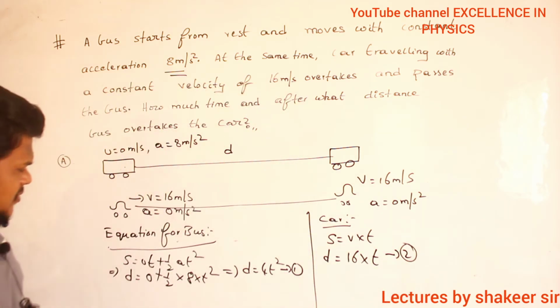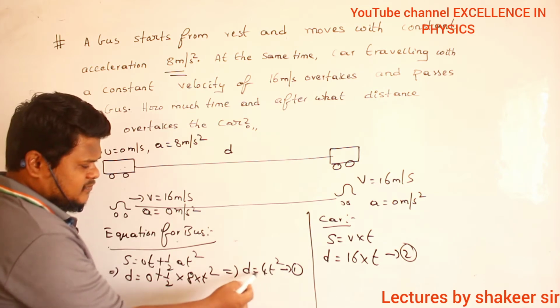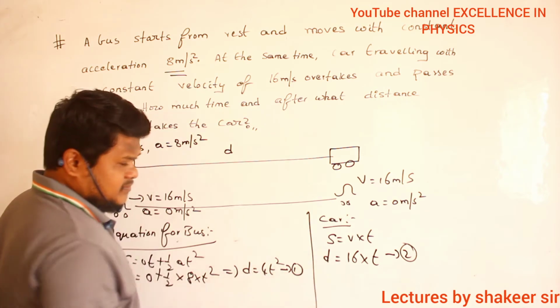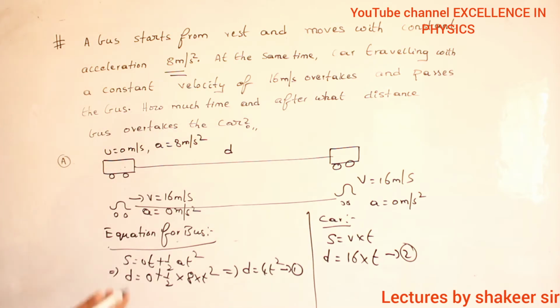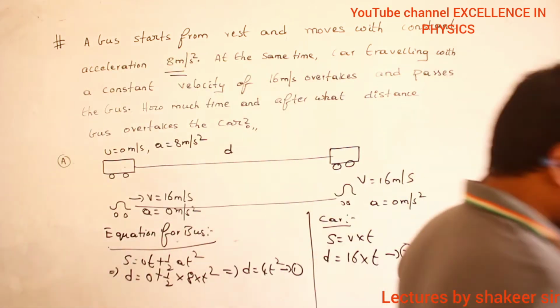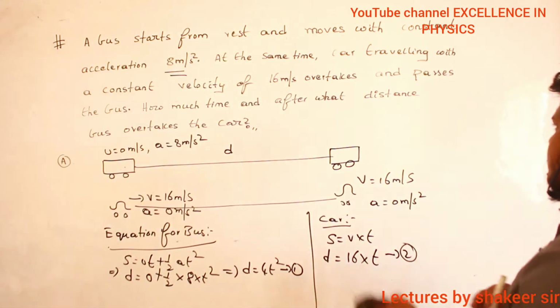Now here, how many unknown quantities do I have? Two unknown quantities, and there are also two equations. So definitely you can do this calculation. Clear? Now come on, solve from here and see what answer you get.